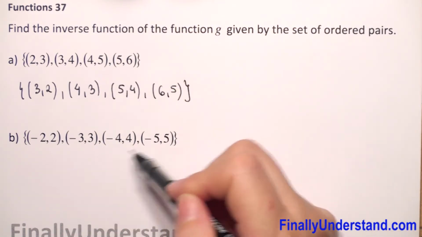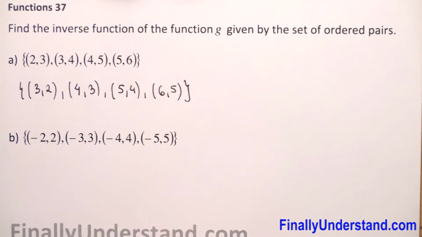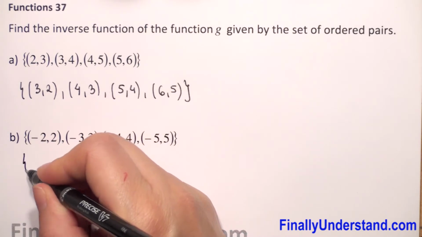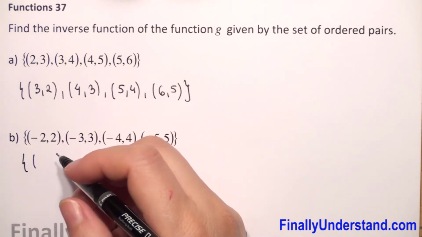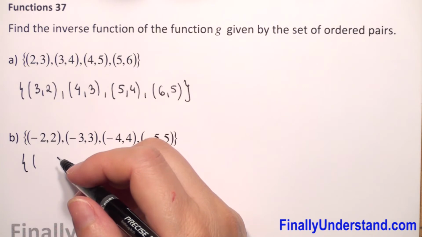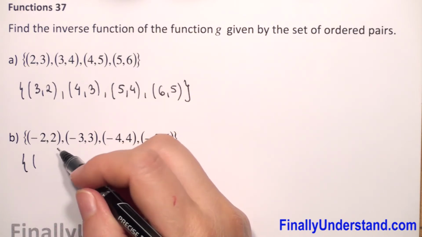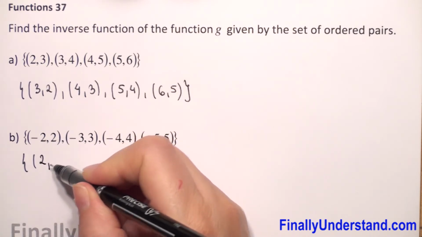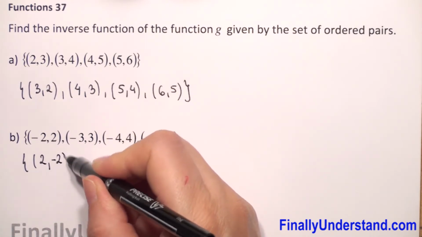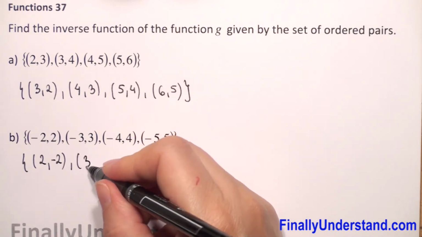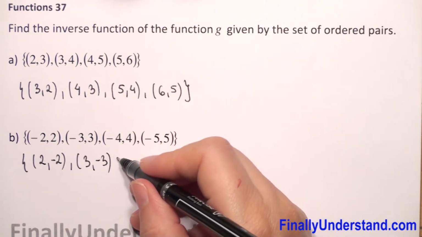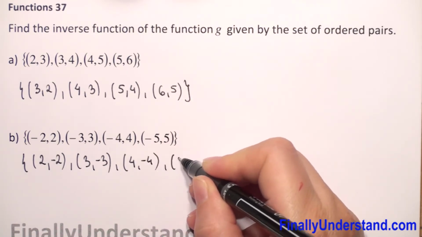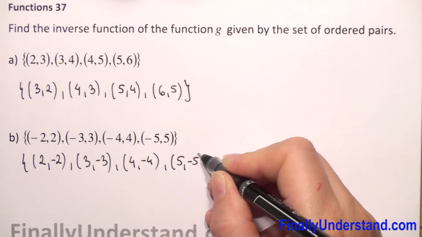The same will be for the second set of pairs. We have to interchange the coordinates, the first and the second. So the second will be now the first and the first will be the second. So we have 3, negative 3, 4, negative 4, and 5, negative 5.